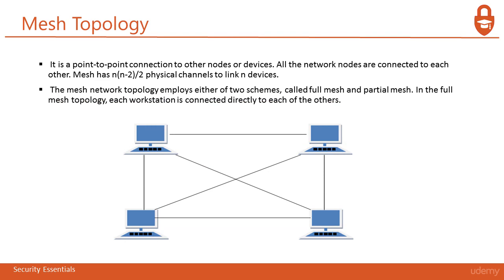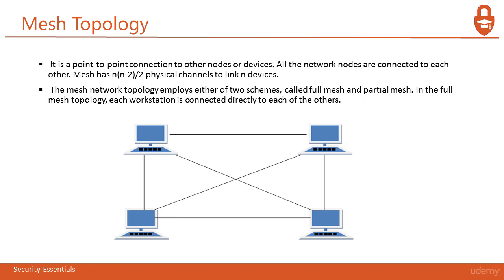Next is the mesh topology. Mesh topology is a point-to-point connection to other nodes or devices. System A is connected to System B, C, and D at the same time, so all systems are connected with each other point-to-point. The mesh network topology employs either of two schemes. The first is called a full mesh, and the second is called a partial mesh.